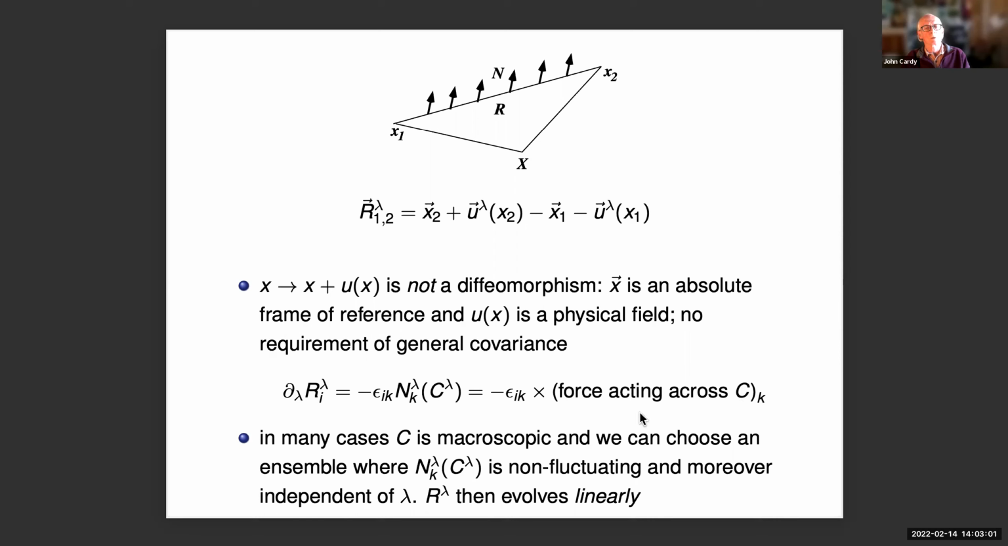Now, the nice thing about this point of view is that we can actually take these points to be macroscopically separated, and then we can choose a thermodynamic ensemble in which the force acting across this curve is non-fluctuating and indeed independent of lambda. And in that case, R lambda evolves linearly with lambda, and we get very simple equations for the evolution of R in the fixed N ensemble.